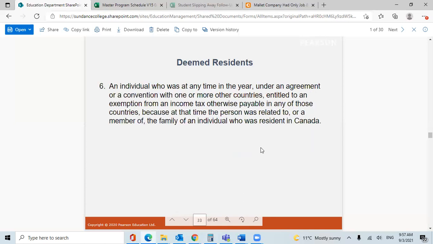resident as well. Number six, an individual who was at any time in the year under agreement with one or more other countries entitled to exemption from income tax otherwise payable in any of those countries, because at that time the person was related to or a member of the family of an individual who was resident in Canada. We have those examples. So say a spouse of a Canadian diplomat working in the States will be exempt from U.S. income tax under the governing international tax treaty because he is the spouse of the diplomat. So this spouse will be a deemed resident of Canada under this number 6.